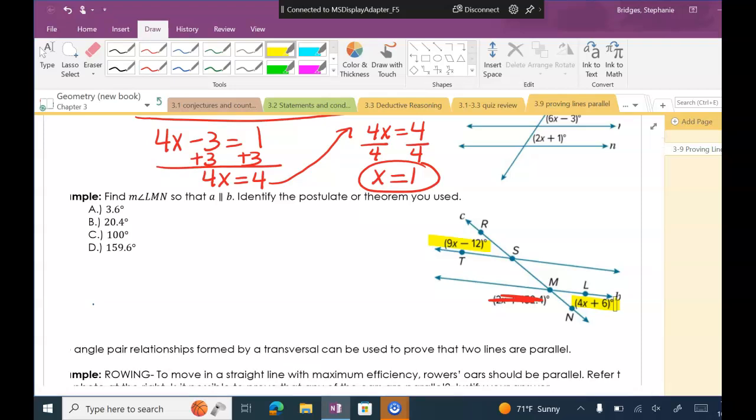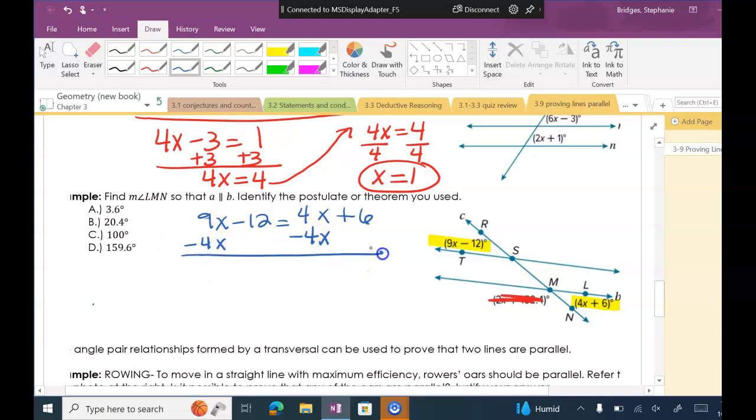Alternate exterior, which means they are congruent. Yeah, so I'm going to set 9x minus 12 equal to 4x plus 6, and I'm going to solve. That doesn't mean, again, that you had to use the same 2 that I did. You could have used the other angle. I'm just trying to keep my life simple. I don't want to have to deal with that big number.